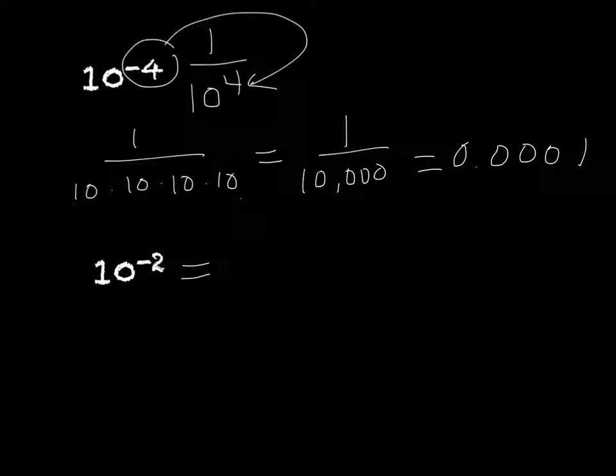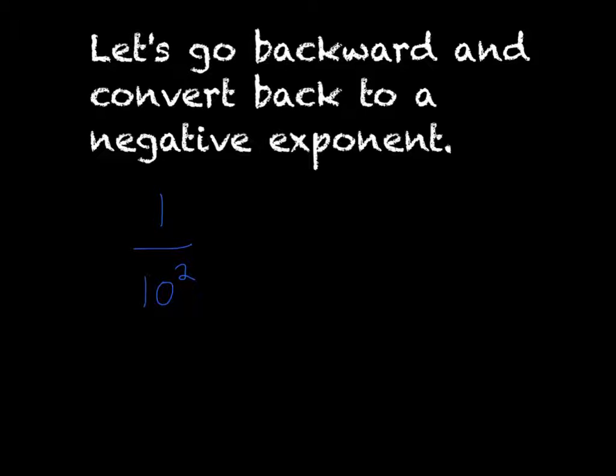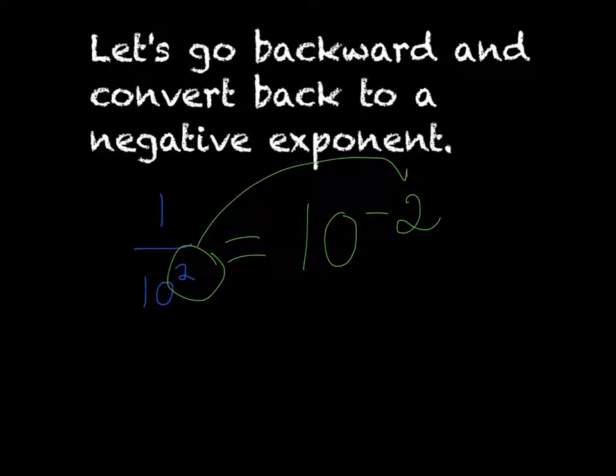10 to the negative 2 would be 1 over 10 to the positive 2, which would equal 1 over 10 times 10, or 1 over 100. So as a decimal, that would look like 0.01. Let's say we're given a fraction that has a base 10 raised to the second power in the denominator. Well, you should be able to recognize that 1 over 10 to the second power is the same thing as 10 to the negative 2, because we take our exponent and make it negative when we bring it back up.